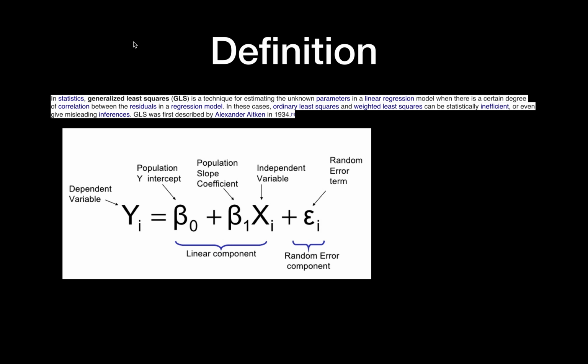But essentially, what it says is estimating the unknown parameters in a linear regression model. That's saying we could estimate beta 0 and beta 1, with more of an emphasis on beta 1 because this is the coefficient for our independent variables, or regressors, or explanatory variables, however you like to name it. When there's a certain degree of correlation between the residuals in a regression model.